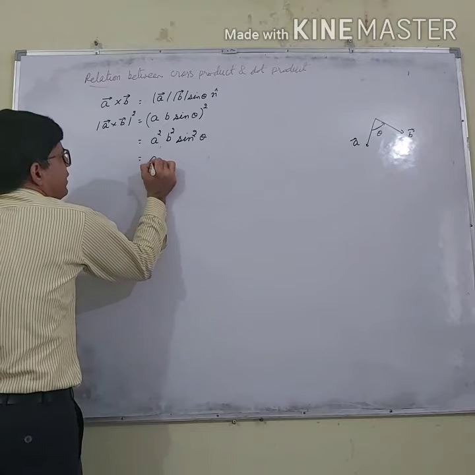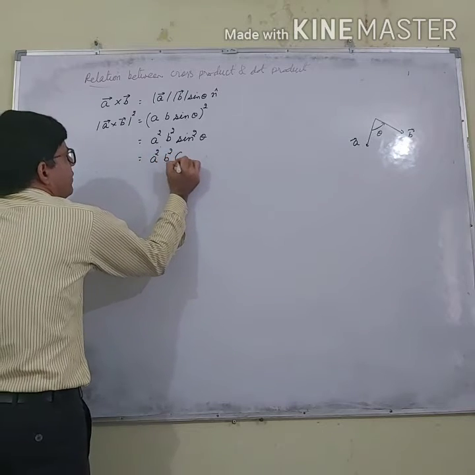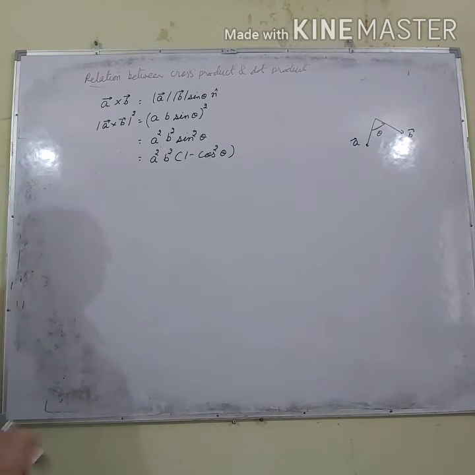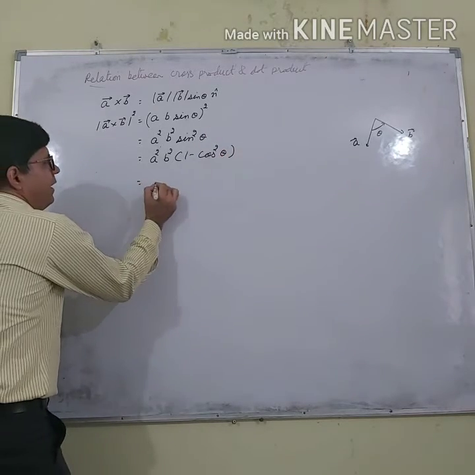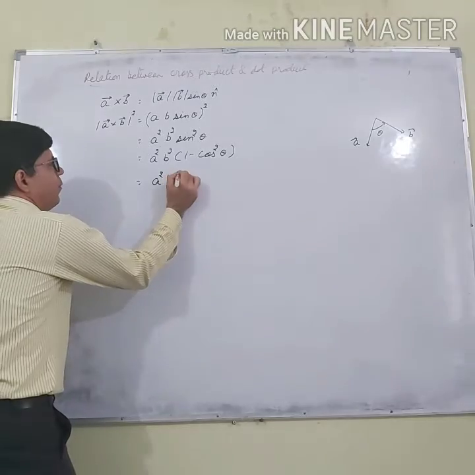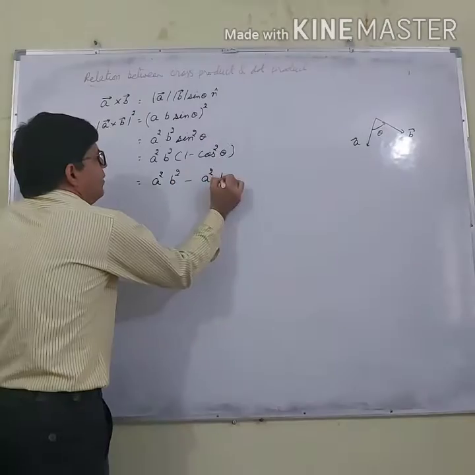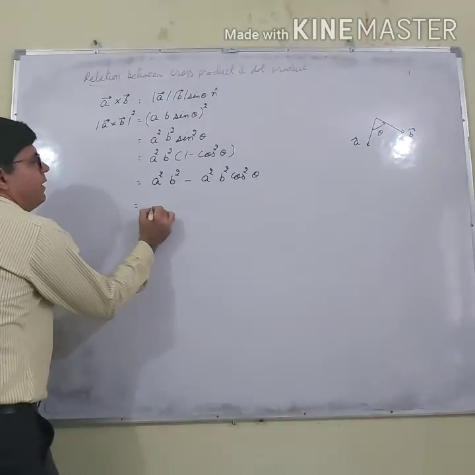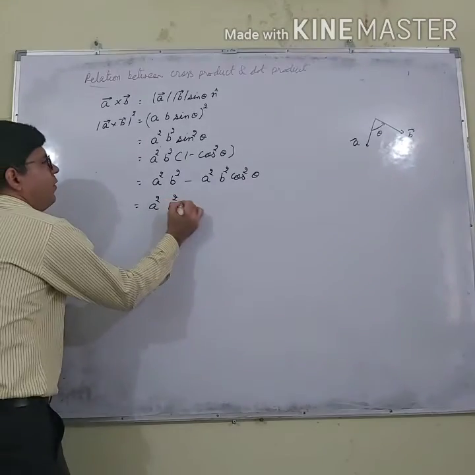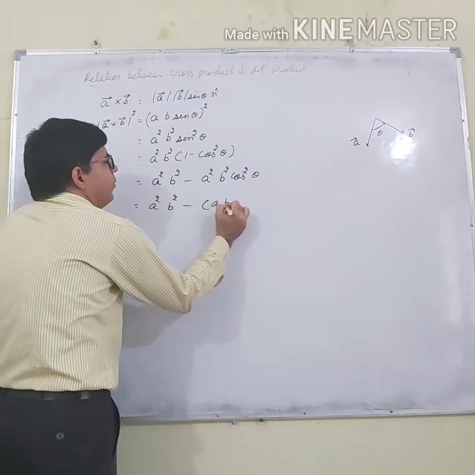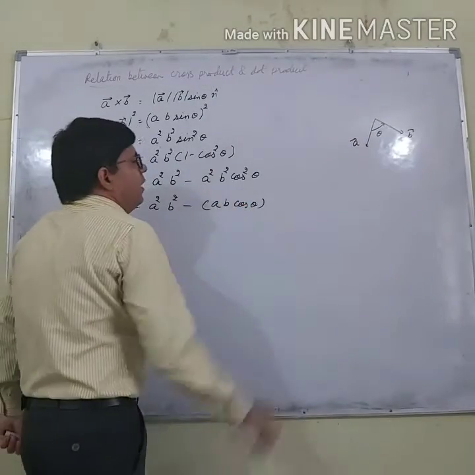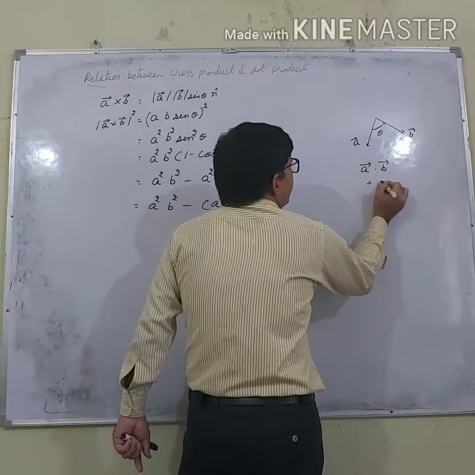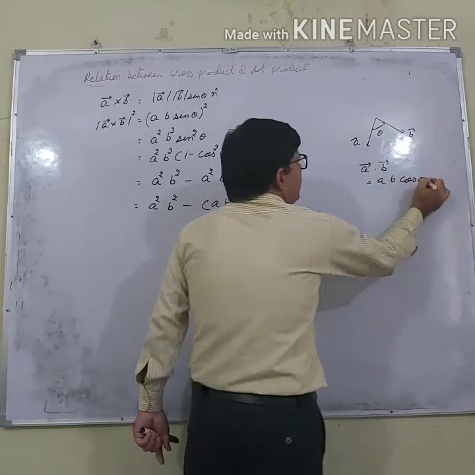And what is sine square theta? Sine square theta is equal to 1 minus cos square theta. So it can be written as A square B square minus A square B square cos square theta. But it can be written as A square B square, and what is this? AB cos theta. And if these are the two vectors, what is A dot B? It is AB cos theta.